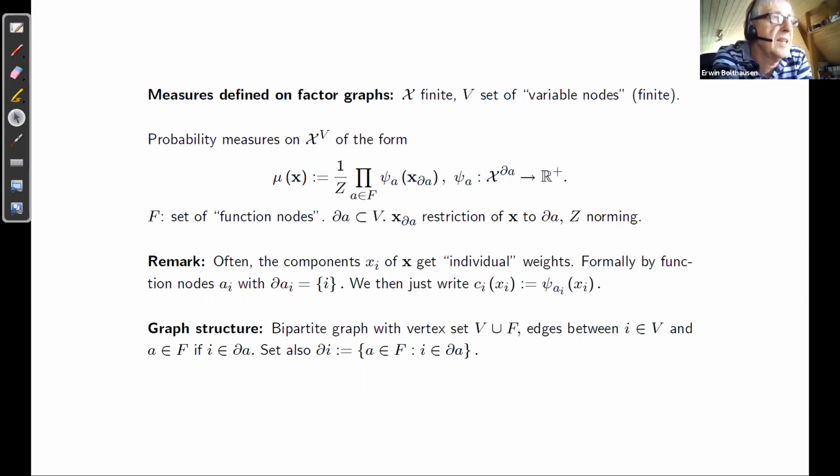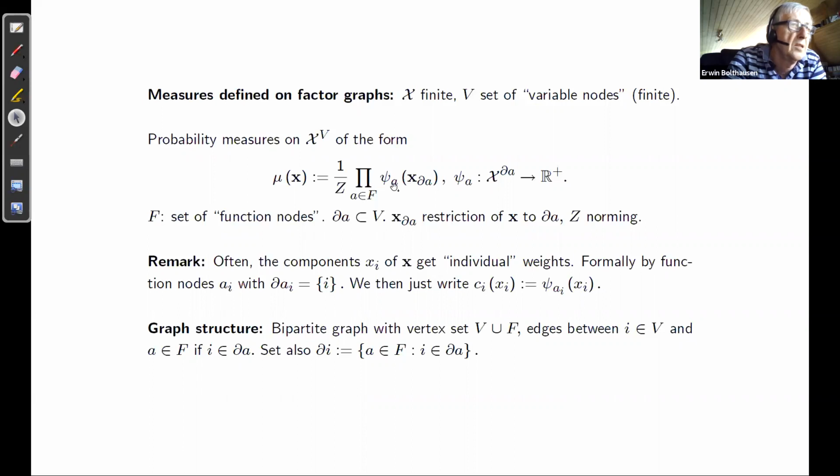The starting point is I have to introduce what factor graphs are and measures on factor graphs. Everything is finite. I have a finite set, the alphabet, and then I have a finite set of what are called variable nodes, and then one is looking at probability distributions on this product space, which is of course a finite set. They are of the form where you have a couple of functions. The functions are indexed by indices which I call A. I will shortly give a graphical picture. These A are called the function nodes.